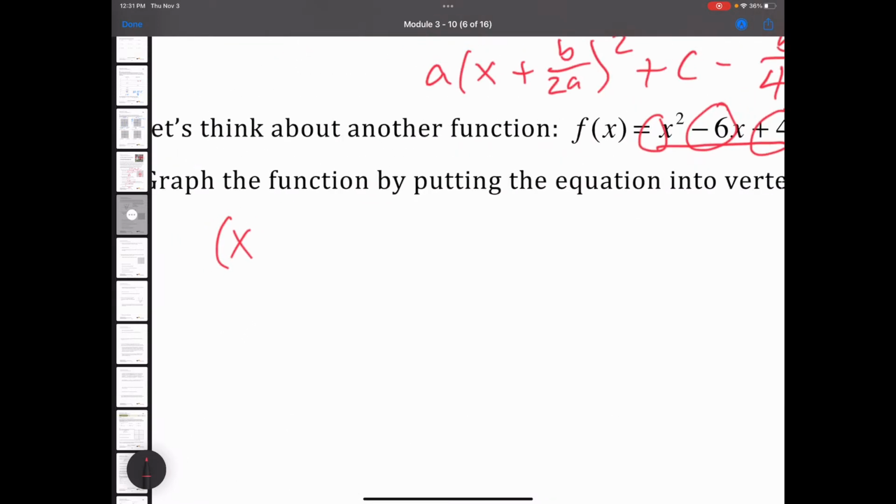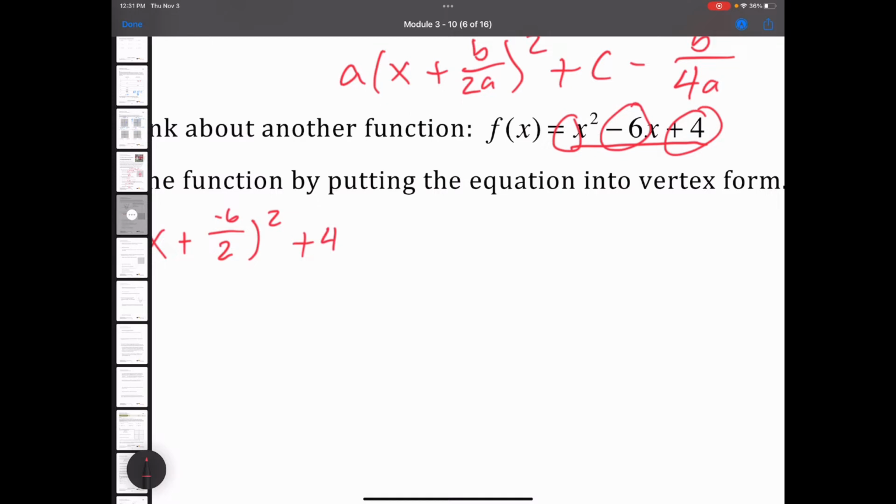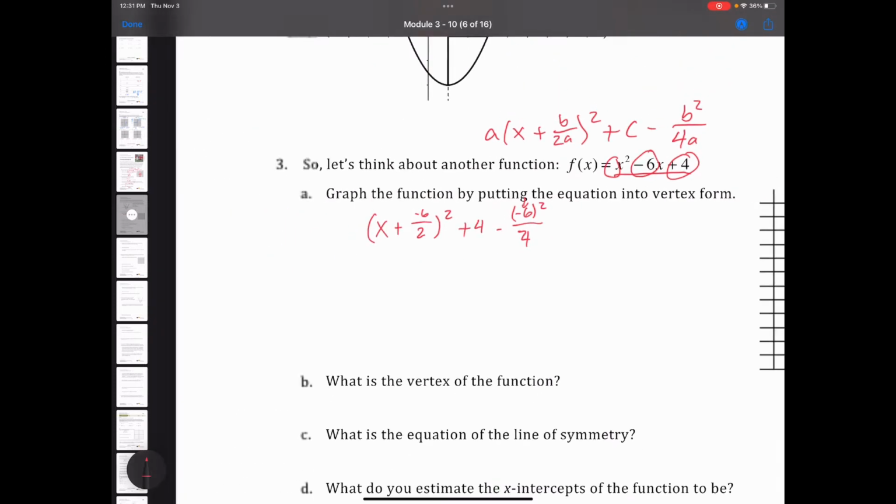I've got x plus -6 over 2 times 1, which is just 2, quantity squared, plus 4, which is my c, minus -6 squared. Notice I put the entire b in parentheses so I can square the whole thing, all over 4. I almost did it again. 4 times 1, which is 4.